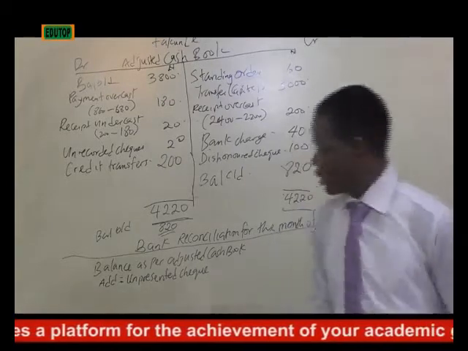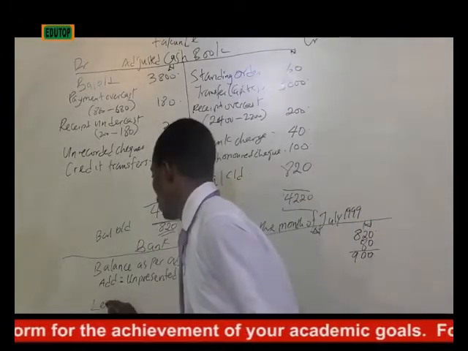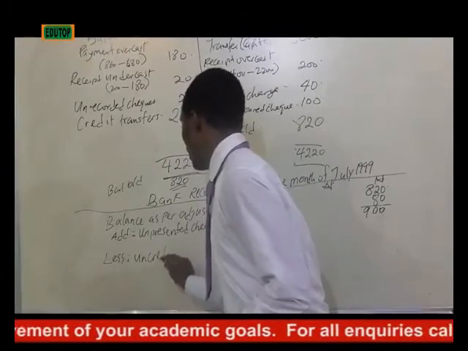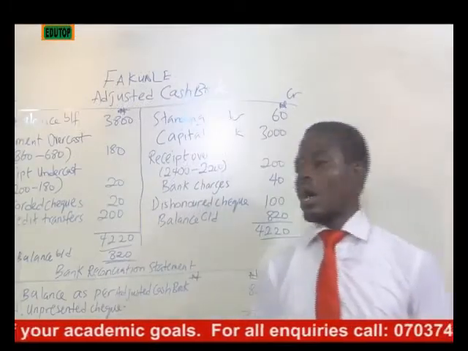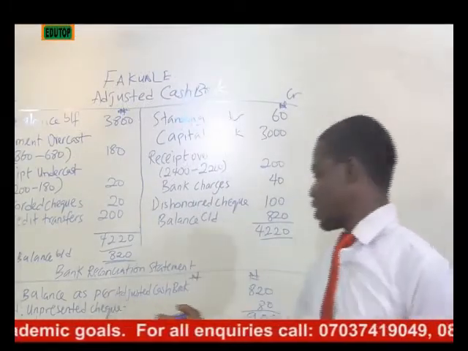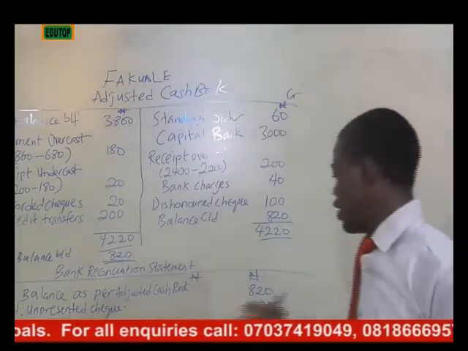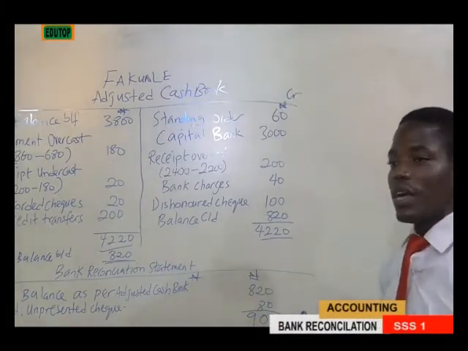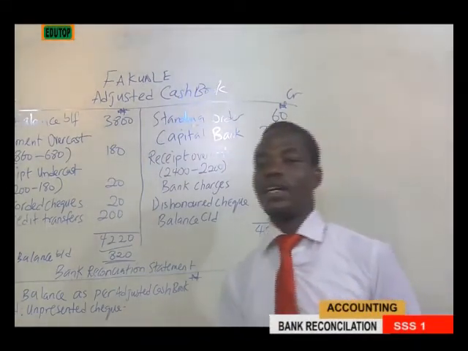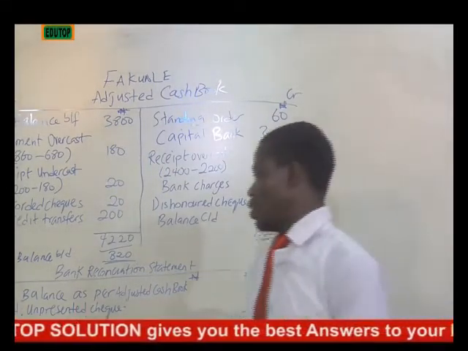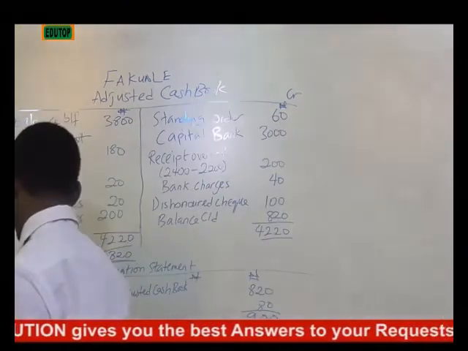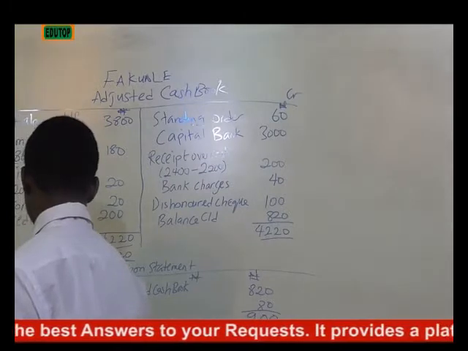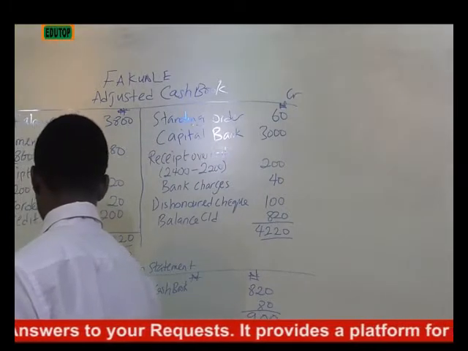900 naira. Then less uncredited check. So add unpresented check, which is 80 naira. Then you add it. That makes it 900 naira. Then we will now less uncredited check.